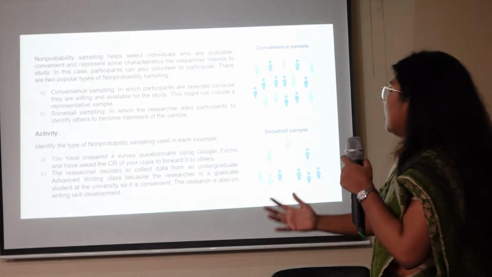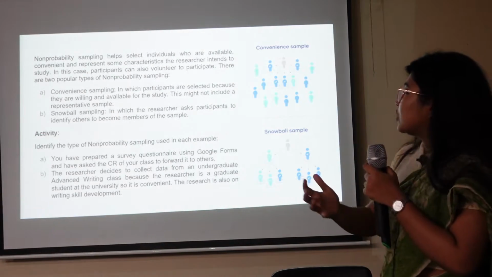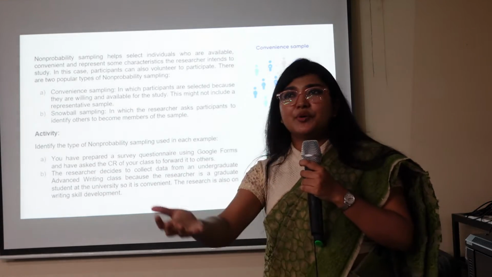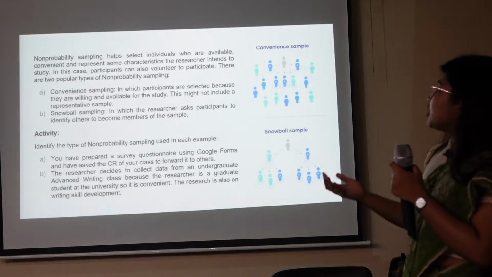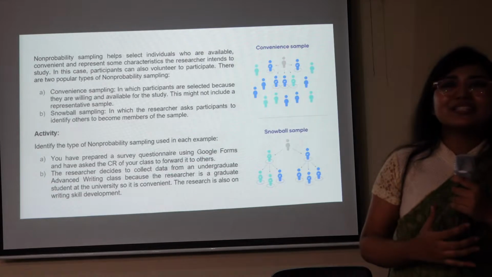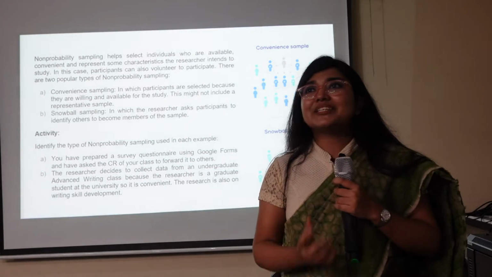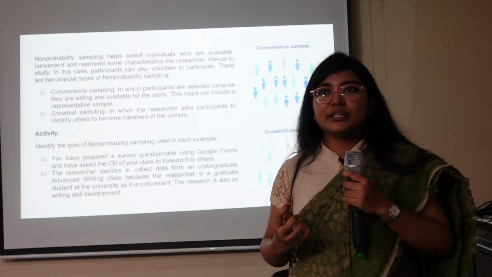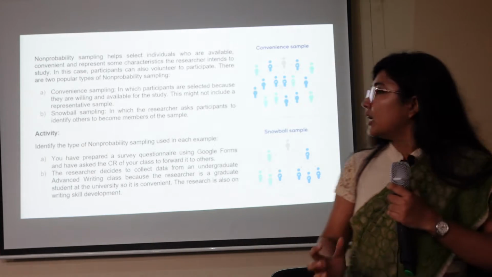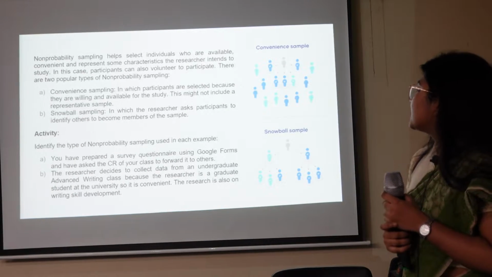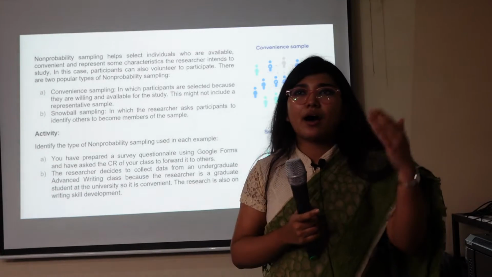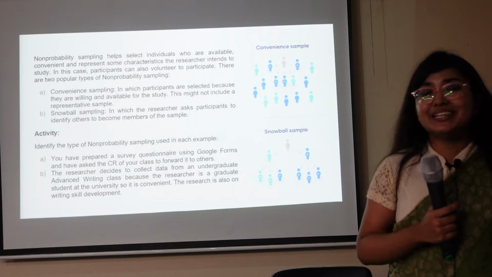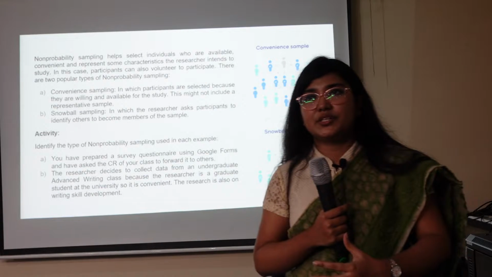Convenience sampling is in which participants are selected because they are willing and available for the study. They want to, and they just happen to be there. This might not include a representative sample because they are just readily available. They are not as good a data set as we want them to be, but they are convenient. Snowball sampling is where the researcher asks participants to identify others who can be ideal participants for that research.